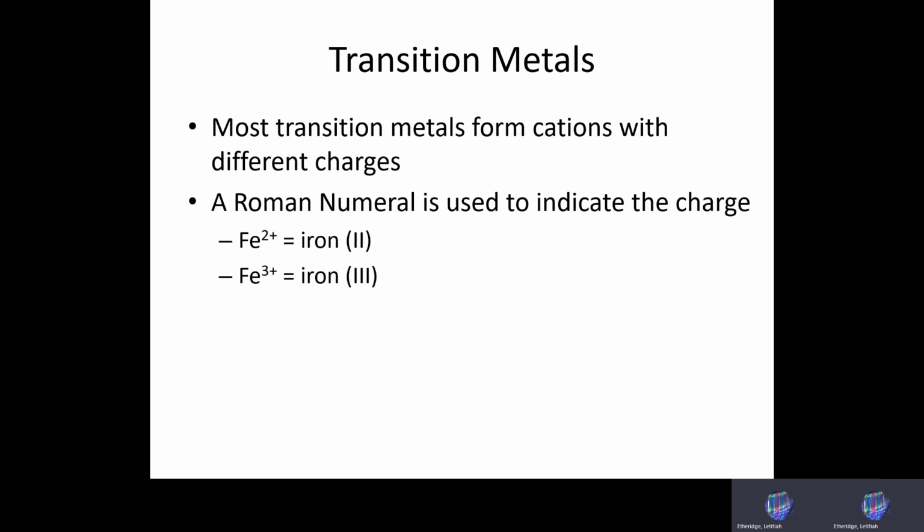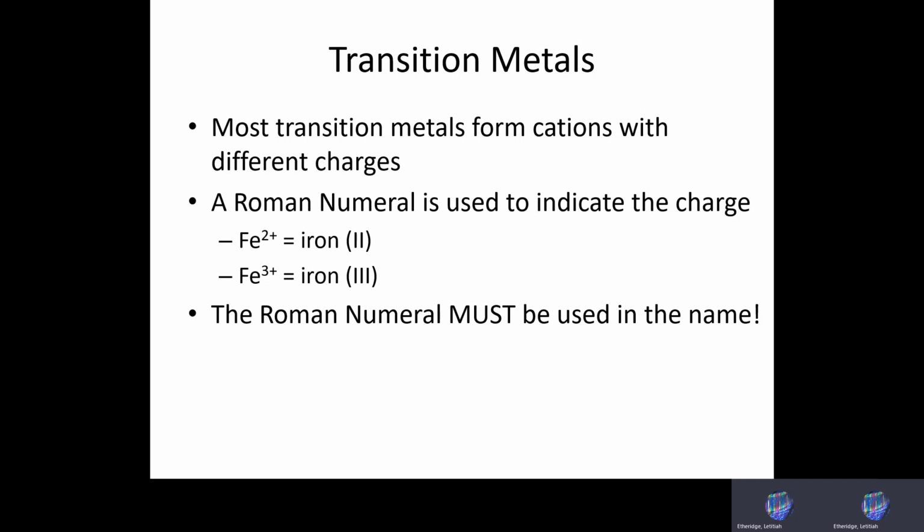Similarly, there is an iron that is +3, okay? To tell the difference between iron that's +2 and iron that's +3, we use a Roman numeral. So for iron +3, the name we would use would be iron and then III in parentheses. When you are naming these compounds, you have to use the Roman numeral. All right, so let me give you an example of a compound that contains that particular transition metal.